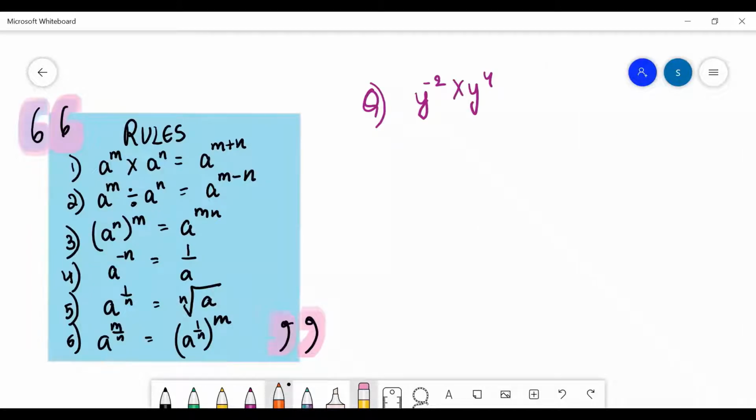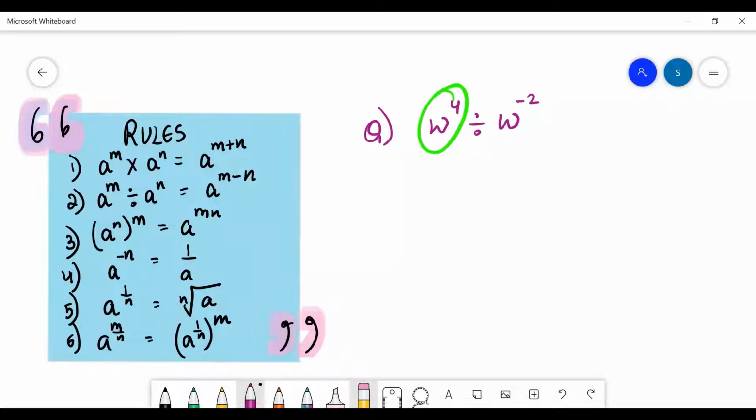Alright, let's take the first question. Here we have y power minus 2 into y power 4. Now this is multiplication and also the bases are the same. So when the bases are the same and it is a multiplication, we use the first rule, where you take the powers and add them. So the answer is y power minus 2 plus 4, which is y square.